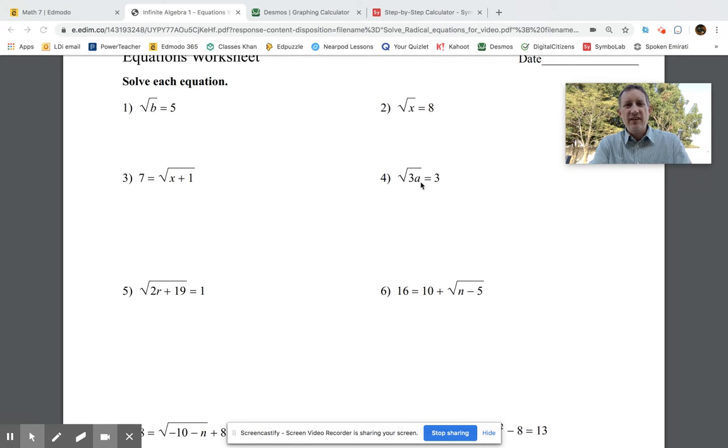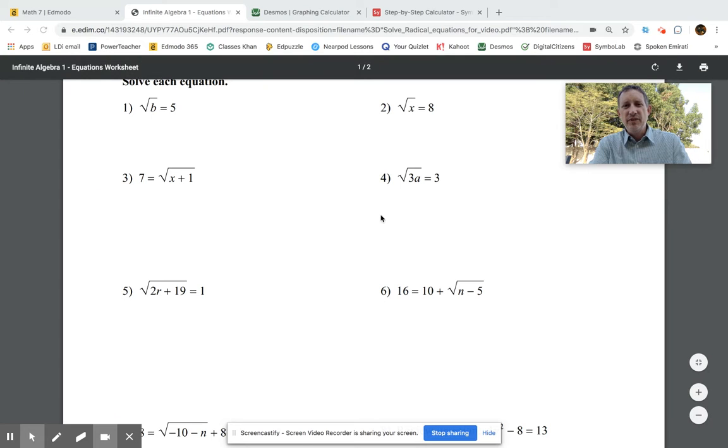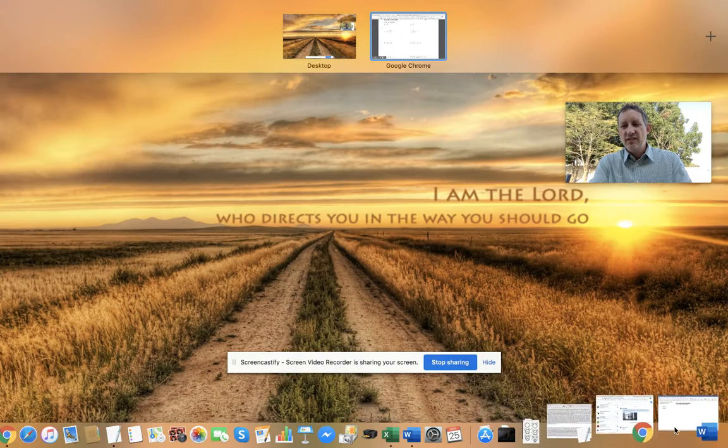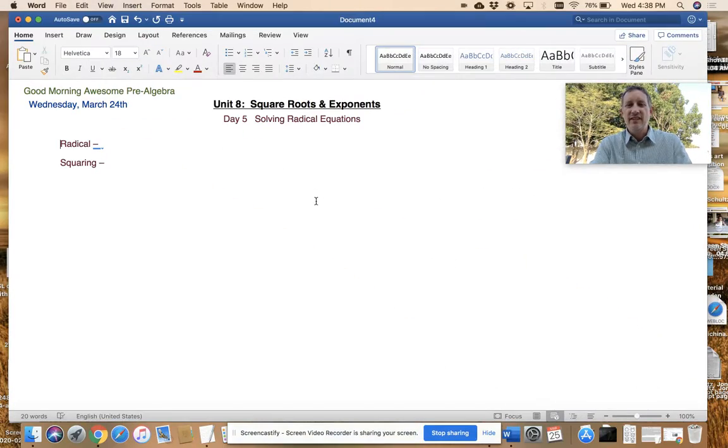So you can see here, this is a worksheet similar to the one you're going to be assigned. And we'll work through some of these equations that have square roots. So let's go ahead and start our notes. Okay, so today is Wednesday. No, let me correct that. Today is Thursday, March 25th.